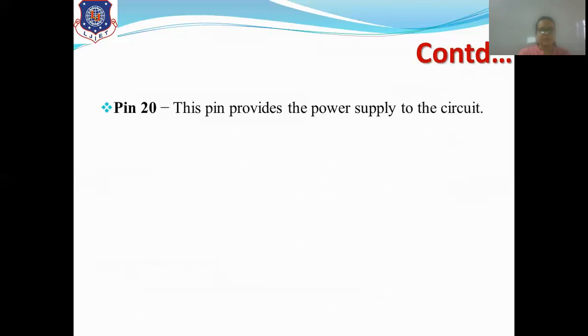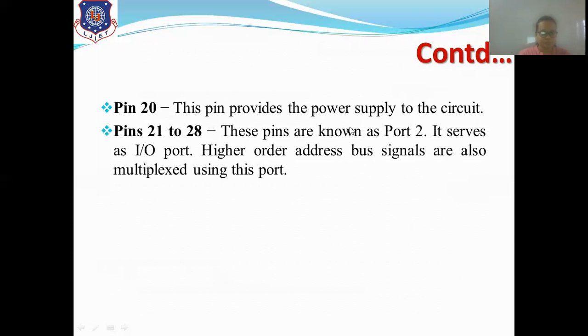Then pin 20. This pin provides the power supply to the circuit, which is connected to ground, that is 0 volt. Then pin 21, these pins are known as port 2. It serves as an IO port. Higher order address bus are also multiplexed using this port.